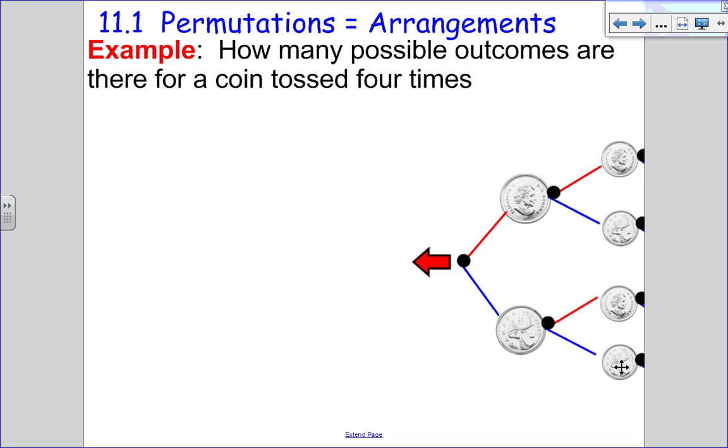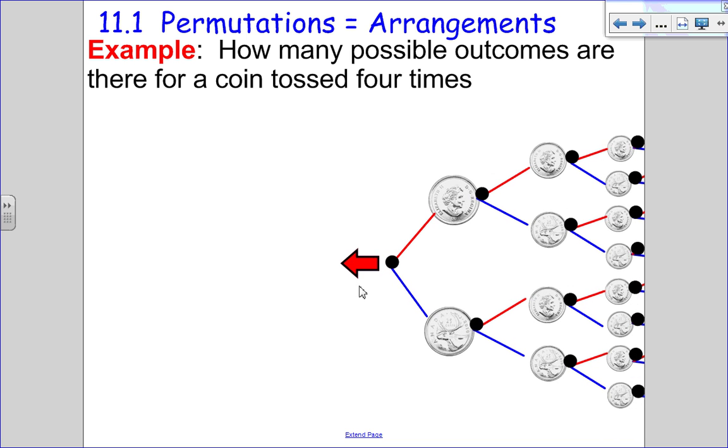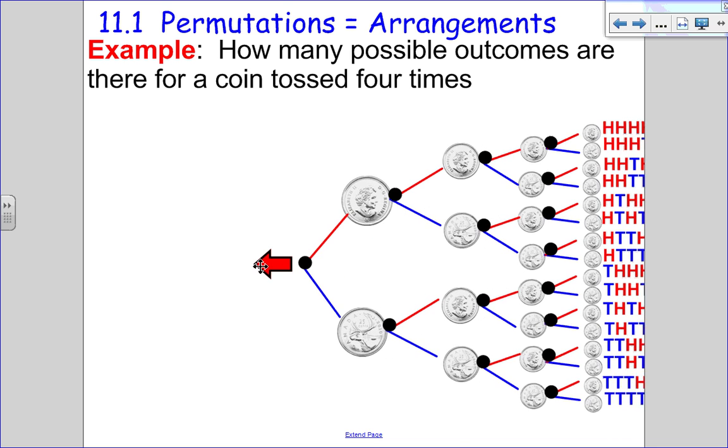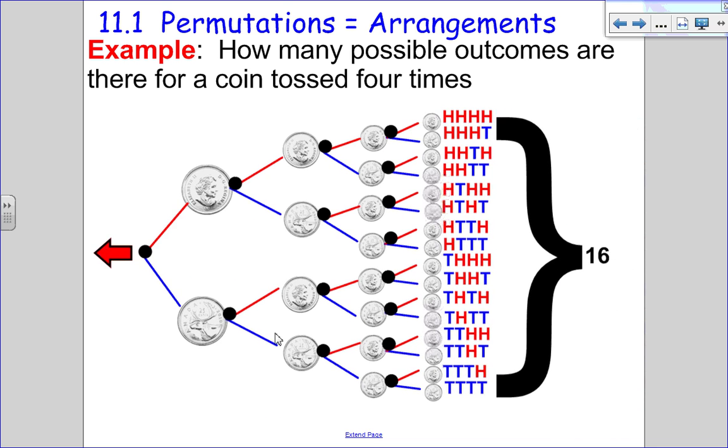If we add on another coin, each one of these outcomes also branches out 2 times. So now we're at 2 outcomes for 1 coin, 4 outcomes for 2 coins, and 8 outcomes for 3 coins, and they branch out 1 more time, and here are all the possible outcomes. There are 16 outcomes altogether.